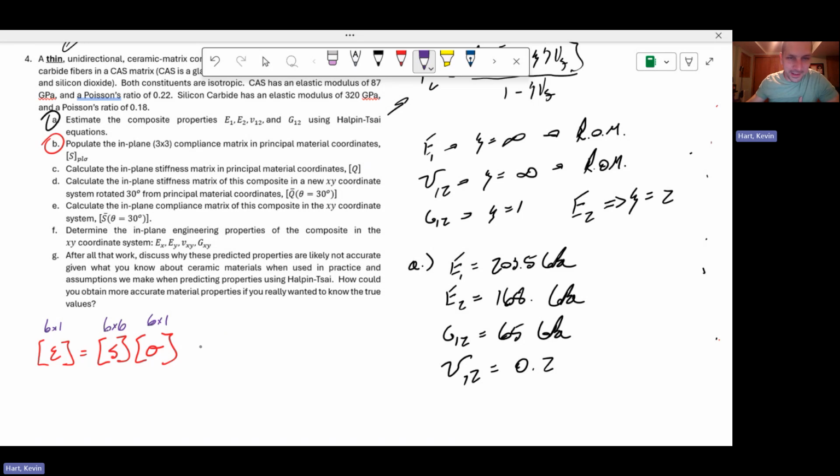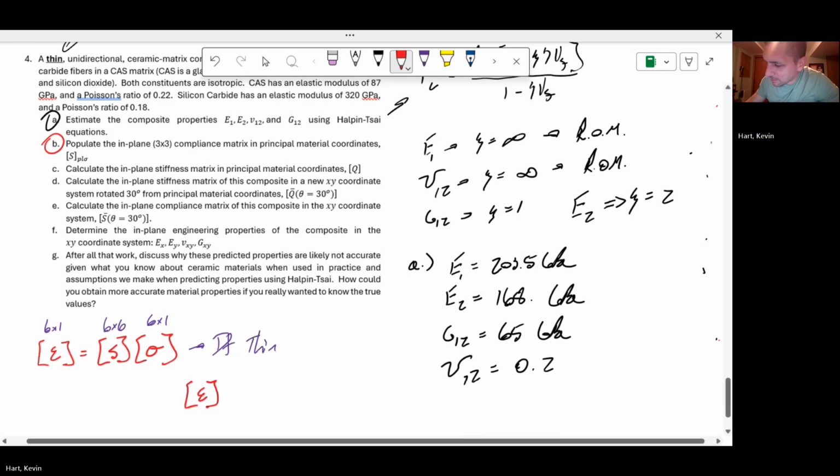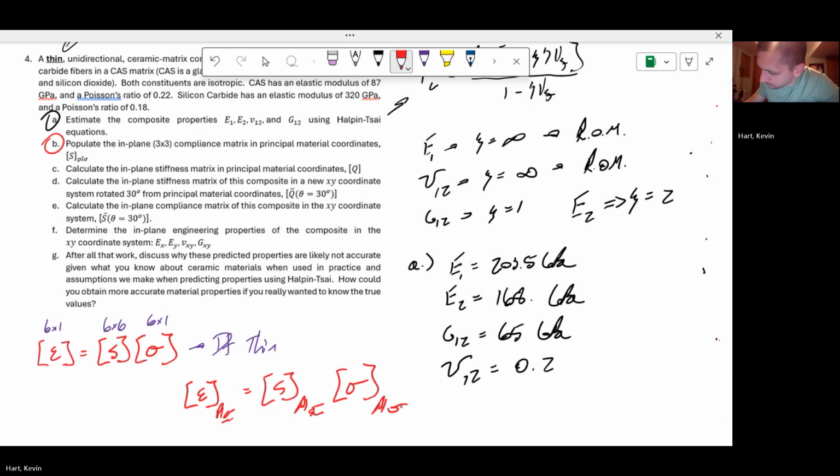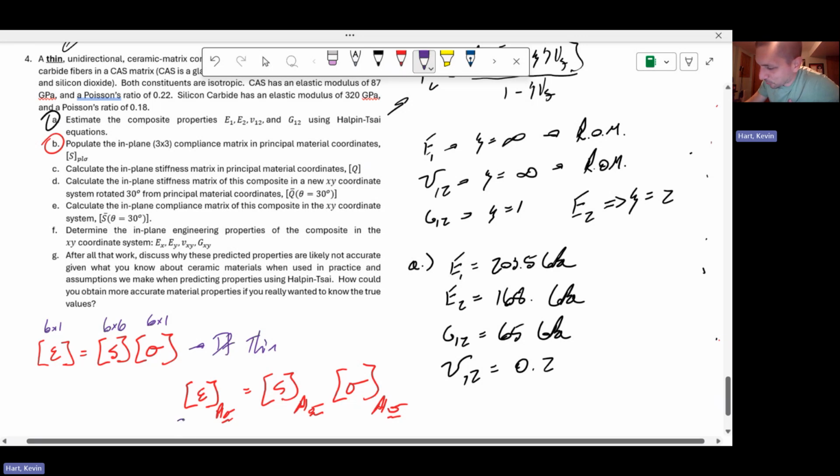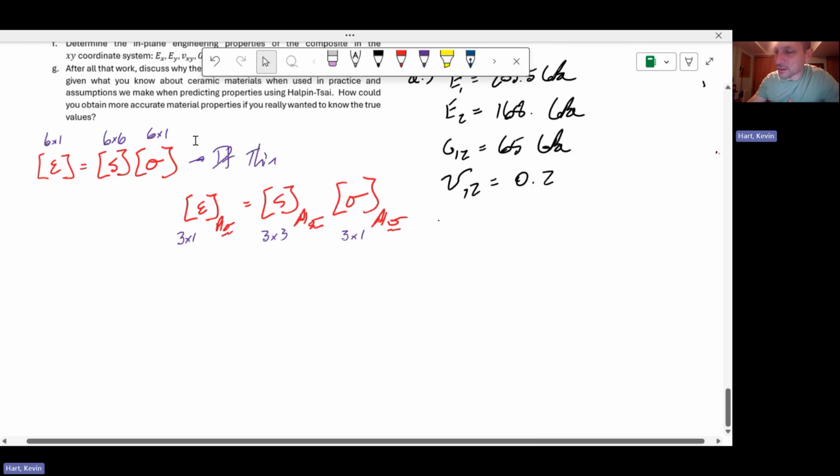But if it's thin, we have plane stress. So if thin, then we still have the same form of the equation, but now this is all in plane stress. So if thin, these are different sizes. This is 3 by 1, this is 3 by 3, and this is 3 by 1. So it's asking us to populate this compliance matrix.